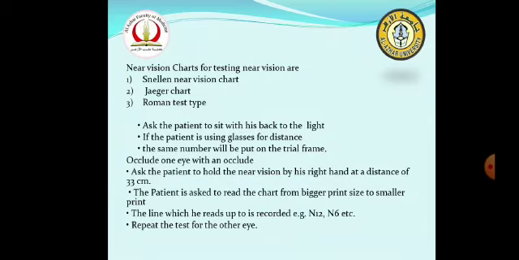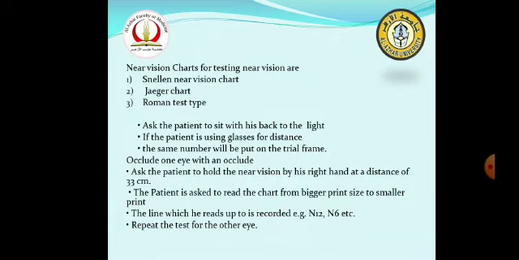How to assess the near vision? The near vision charts for testing near vision are the Snellen near vision chart, Jaeger chart, and Roman test type. Ask the patient to sit with his back to the light. If the patient is using glasses for distance, the same number will be put on the trial frame. Occlude one eye with an occluder.